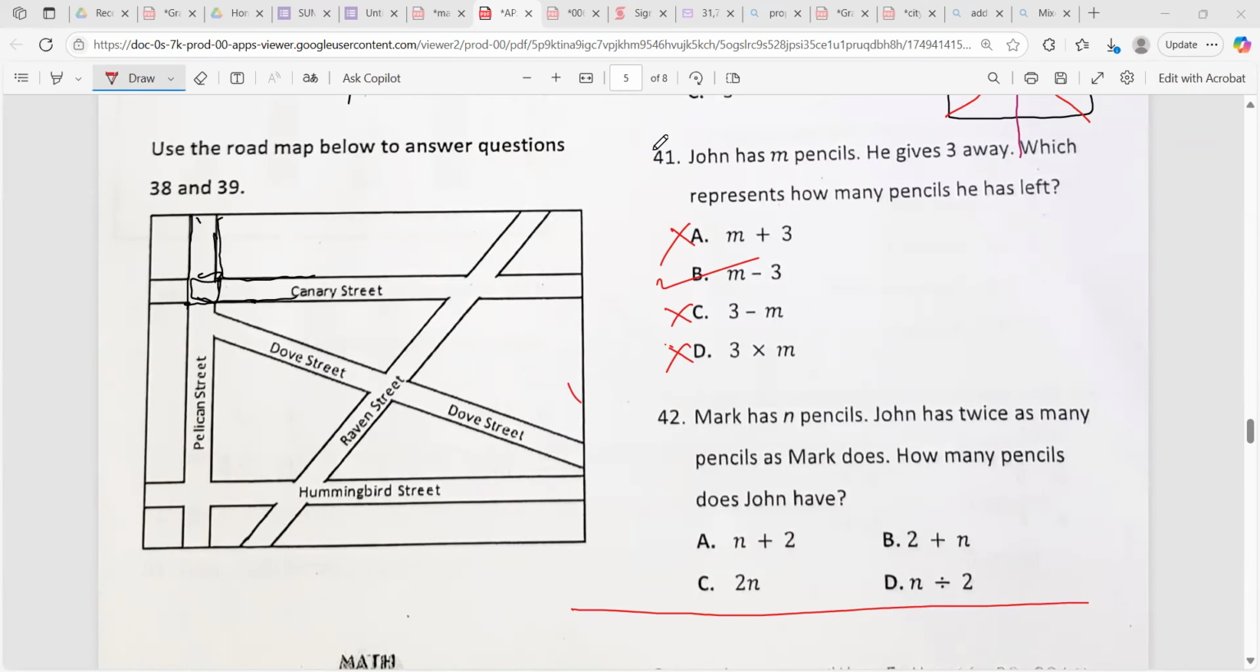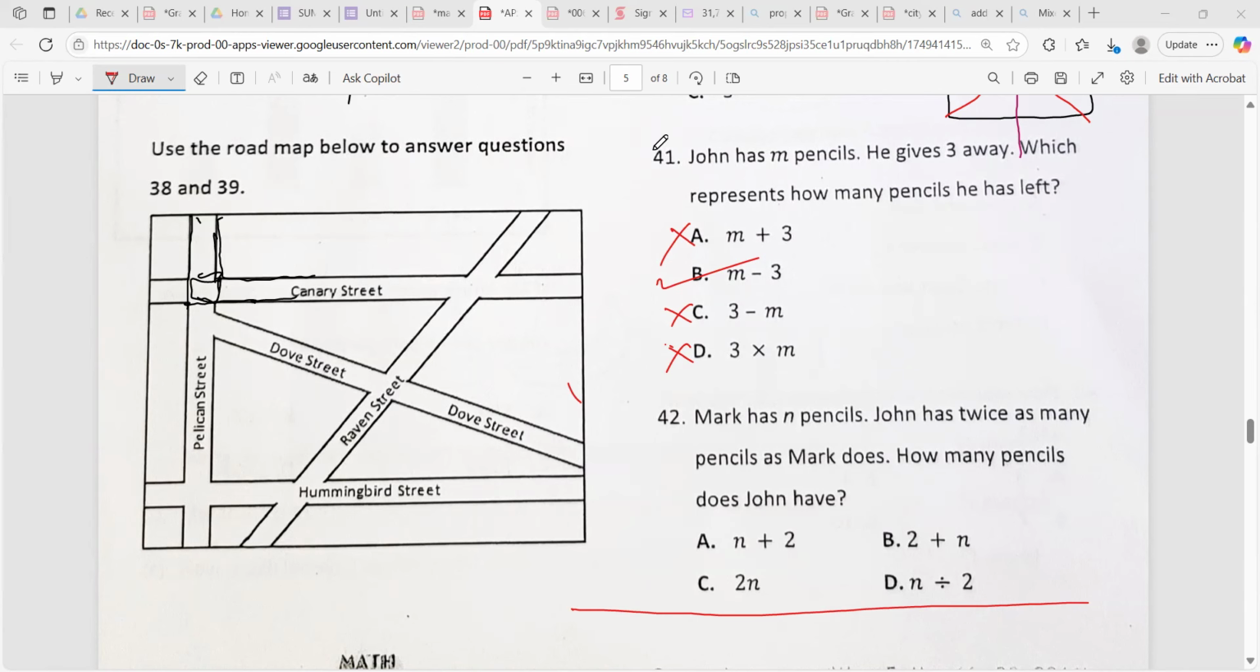The question says that Mark has N pencils, John has twice as many pencils as Mark does. How many pencils does John have? So it couldn't be N plus 2, and it couldn't be B, and it couldn't be D, but it can be C. All right. Let me check on some others. Thanks so much.